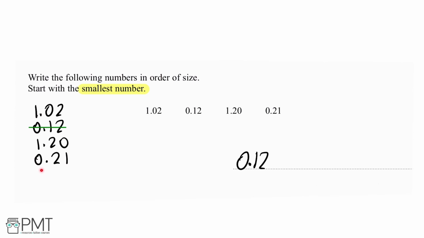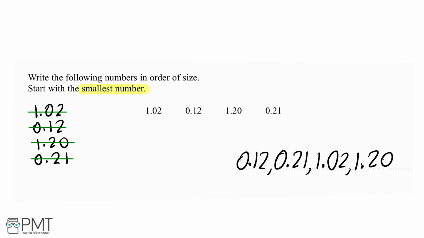Okay, that's 0. And there's no conflict. There's only one of those. So this is the next smallest number. Now let's go again. What's the smallest number here? Okay, they're both 1. So let's move on. Smallest number here, this one with a 0. So we put in 1.02. And last but not least, our final number, 1.20. And for a correct list, we get 1 mark.